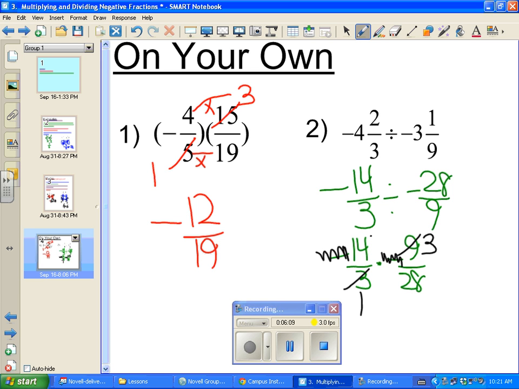If it takes you longer to get there, it's fine. As long as you work down to the lowest terms. So our final answer becomes 3/2, or 1 1/2. And this concludes your lesson over multiplying and dividing negative fractions.